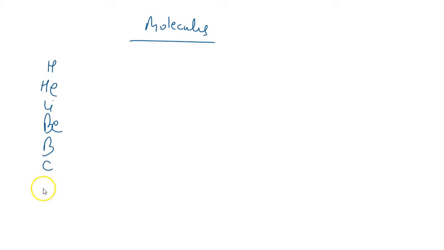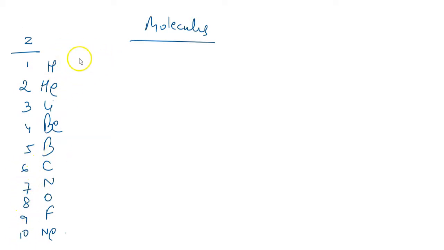So let us now talk about molecules and the names of certain molecules, because I assume that you remember the basics of the symbols of atoms. If you look at the periodic table, a few elements I am writing: hydrogen, helium, lithium, beryllium, boron, carbon, nitrogen, oxygen, fluorine, neon. Till 10 I have written. That means their atomic numbers are 1, 2, 3, 4, 5, 6, 7, 8, 9, 10.